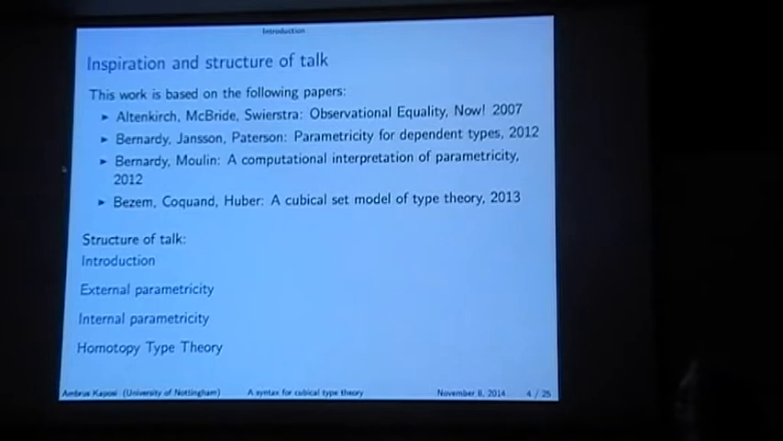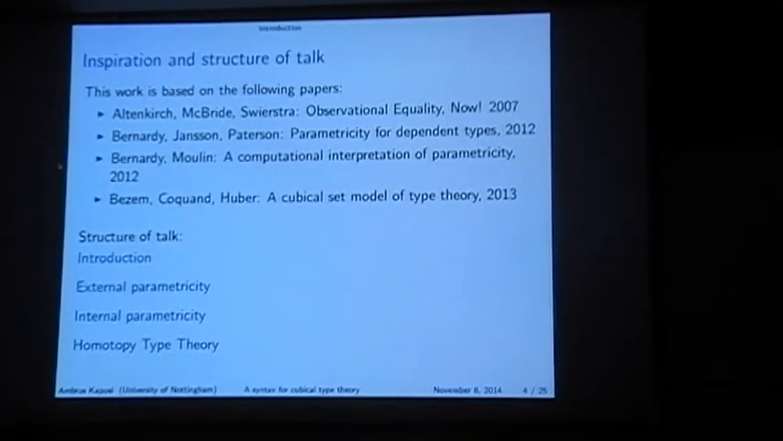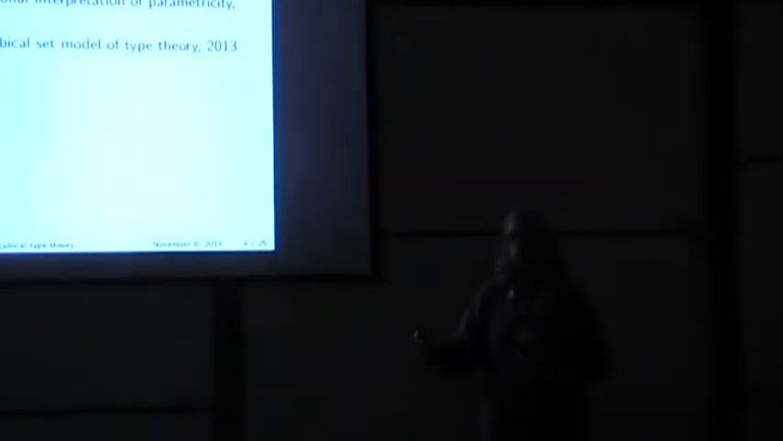There's this work by Bernardi, Johnson and Patterson on parametricity, and later Bernardi and Moulin about computational interpretation of parametricity. So what is parametricity? Parametricity is an idea to define relations, a relation between types, by recursion over types. So that's what came up when we defined equality.